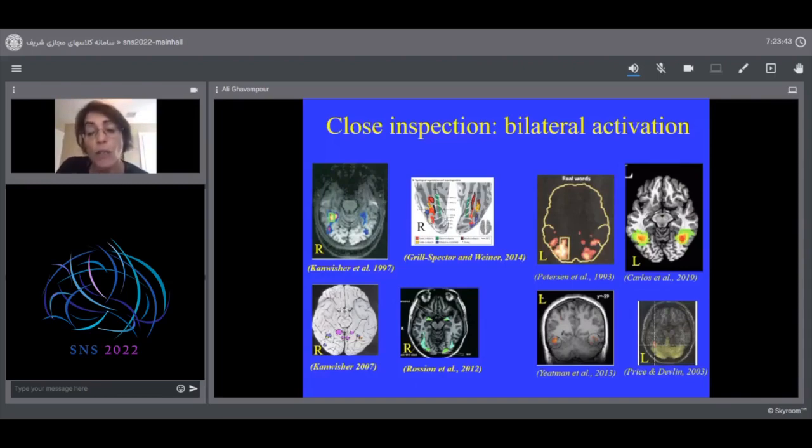And if you look at the four pictures on the right, again with the upper left one showing a rectangle around the left occipitotemporal cortex, you can in fact see activation in the right occipitotemporal cortex as well, and the other images as well show bilateral activation.